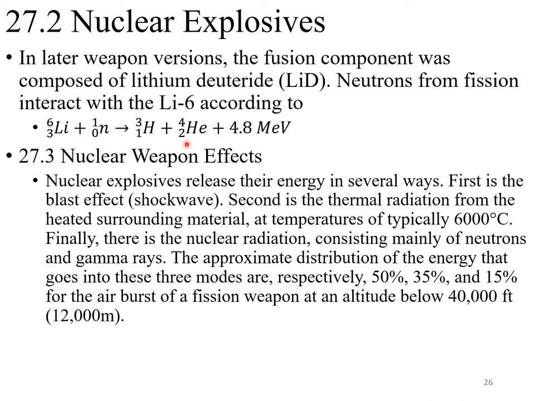The approximate distribution of the energy that goes into these three modes is, respectively, 50% for the shockwave, 35% for the thermal radiation, and 15% for the nuclear radiation. This is based on the air burst of a fission weapon at an altitude below 40,000 feet.